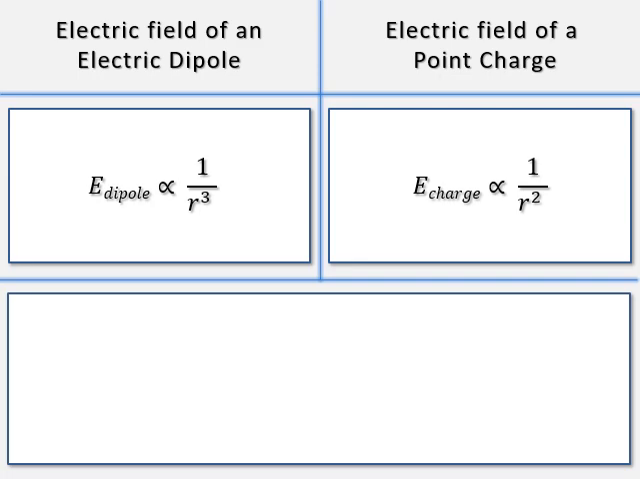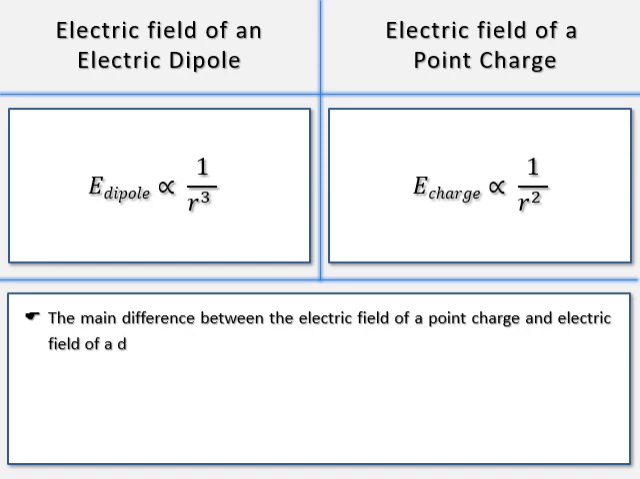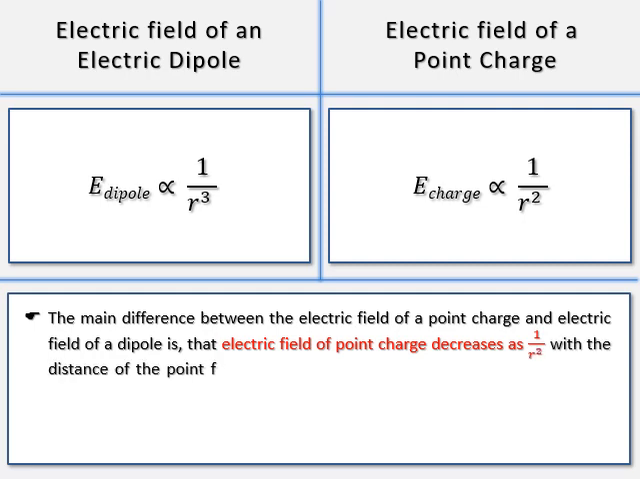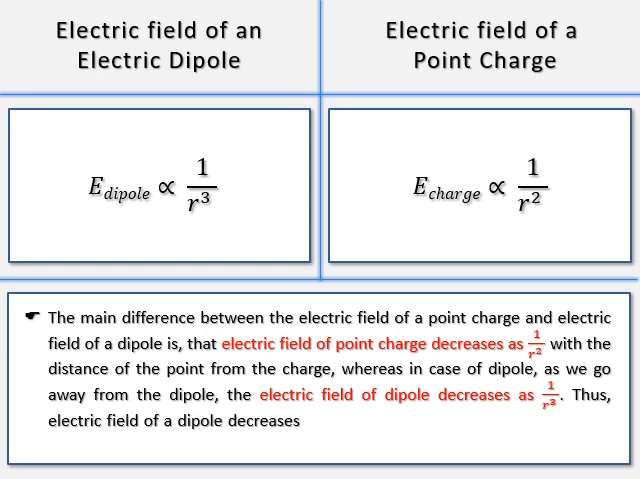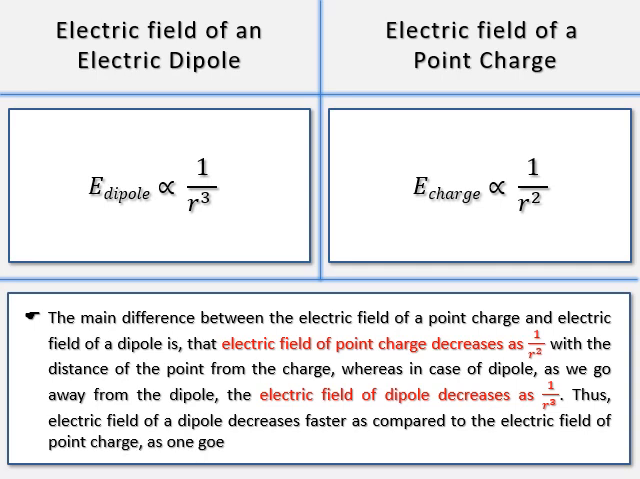And what do these expressions tell us? These expressions tell us that from dipole, if you go away slightly, electric field decreases faster. It changes as 1 by r cube. Whereas for point charge the variation is proportional to 1 by r square. So electric field does decrease, but not as fast as in case of dipole. Electric field of point charge decreases slightly slowly if you compare it with the decrement of electric field of dipole, and that is the only and important difference between electric field of dipole and electric field of point charge.